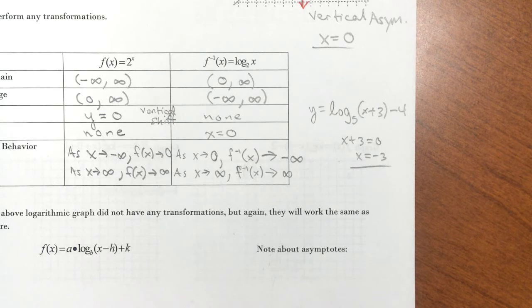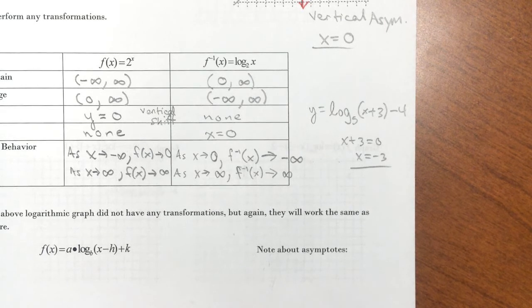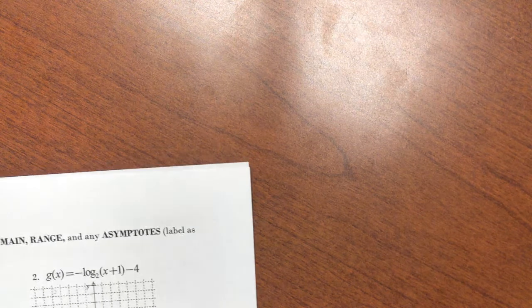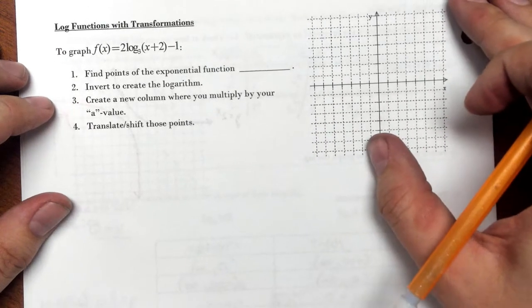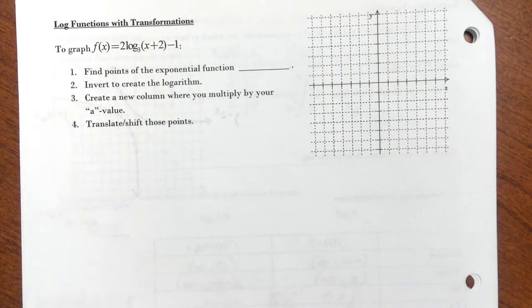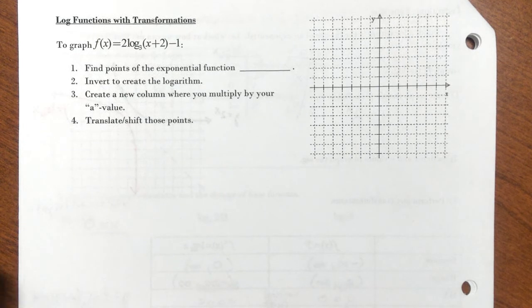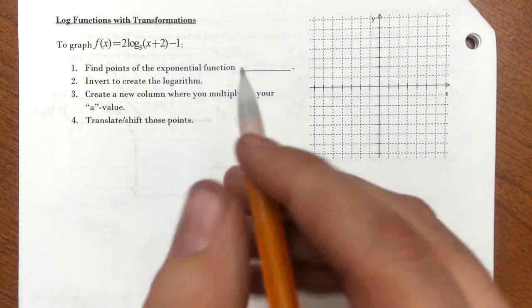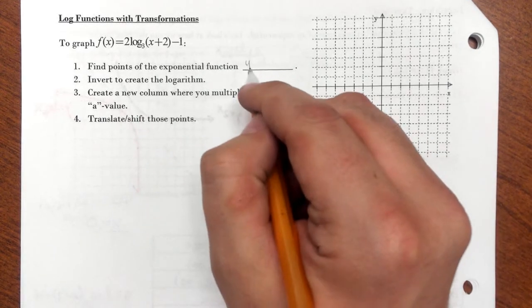Now, I want to go ahead and move forward and take a look at how to graph some of these with some transformations. So if you'll follow me to the next page, let's take a look at that. How we graph these is going to be very similar to how we graphed exponentials. So, here, we're doing log functions with transformations. The first thing we need to do is find points from an exponential function.